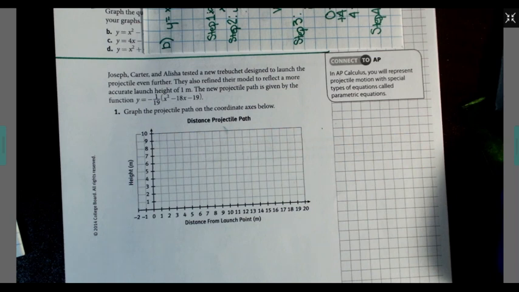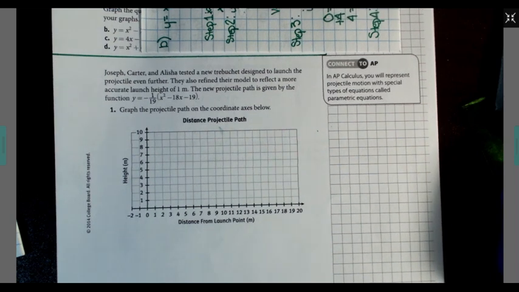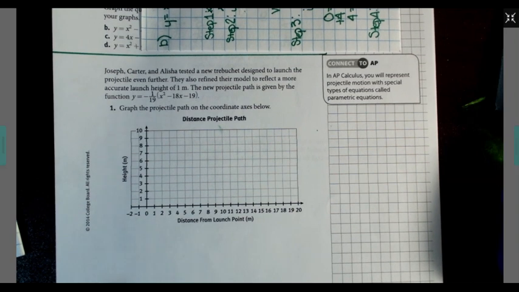Questions 1 and 2. Joseph, Carter, and Alicia tested their new trebuchet, designed to launch the projectile even farther. They also refined their model to reflect a more accurate launch height of 1 meter. The new projectile path is given by the function y equals -1/19 (x squared minus 18x minus 19). Graph the projectile path on the coordinate axis below.